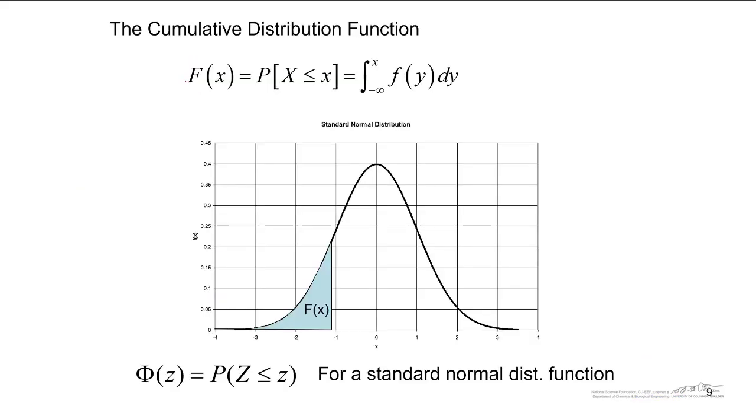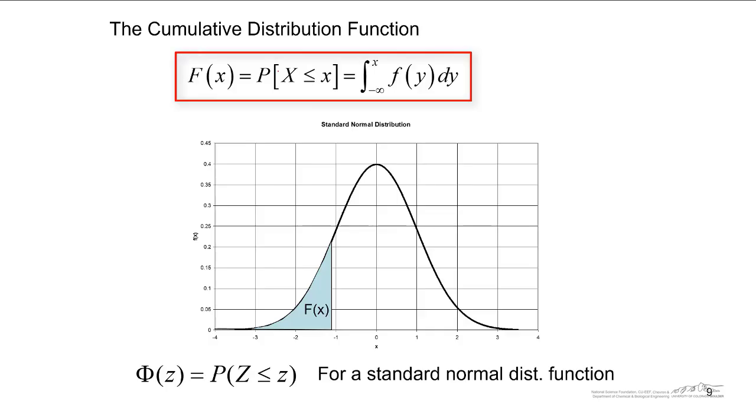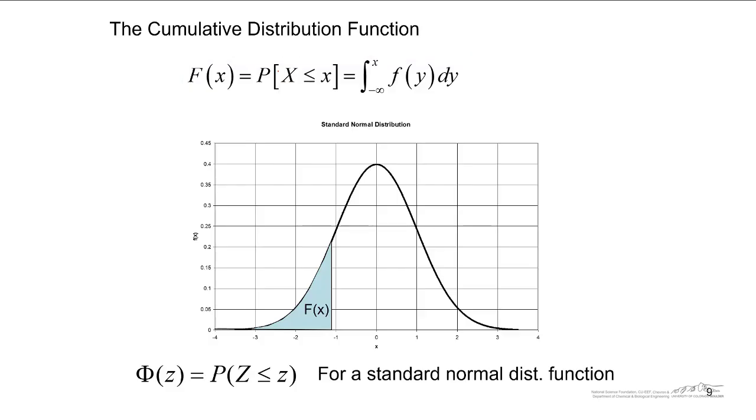Now you saw previously that the cumulative distribution function, capital F, was just the probability that capital X, our random variable, is less than or equal to some value. We always integrate from -infinity to the x value. For the standard normal distribution, we represent that as capital Phi of Z, and that represents the probability that our random variable is less than a certain value for Z. Lowercase z would just be a certain value, like 1.5.